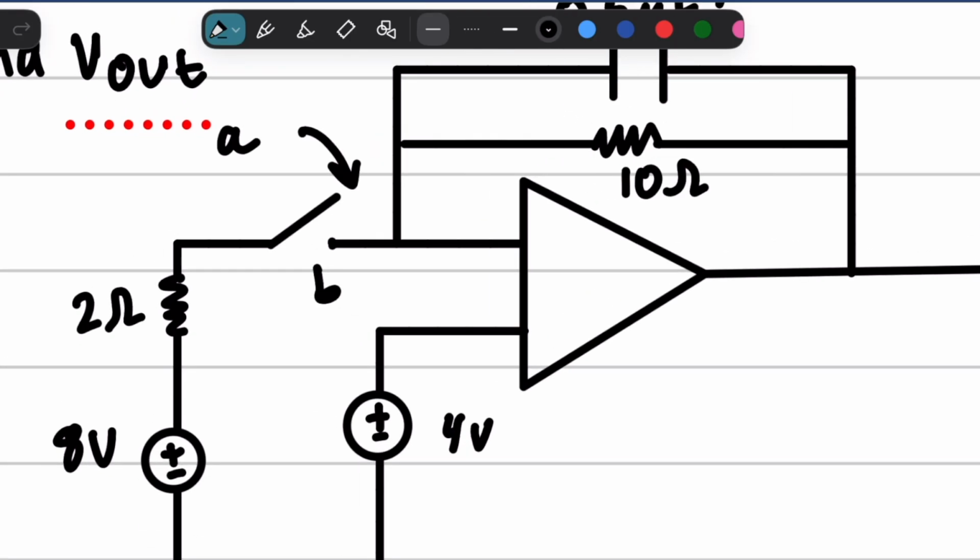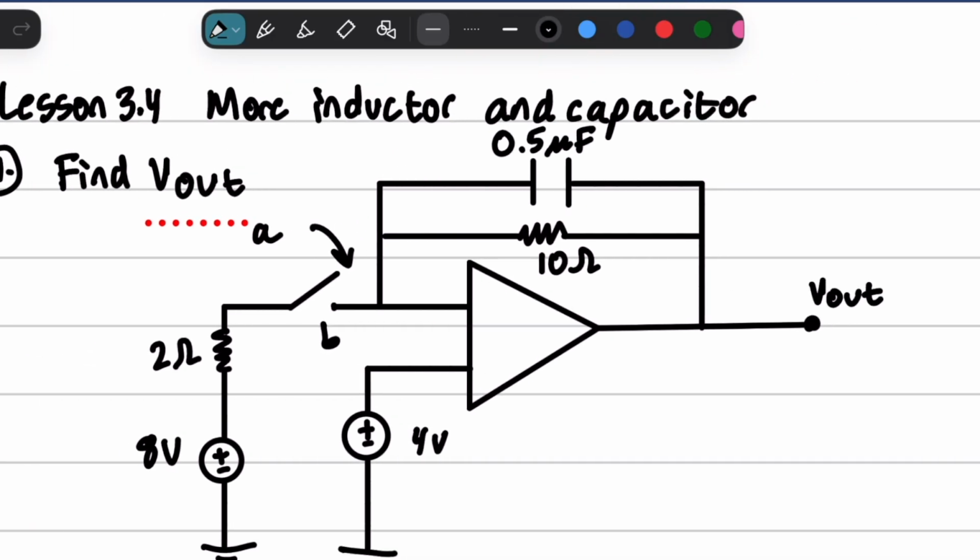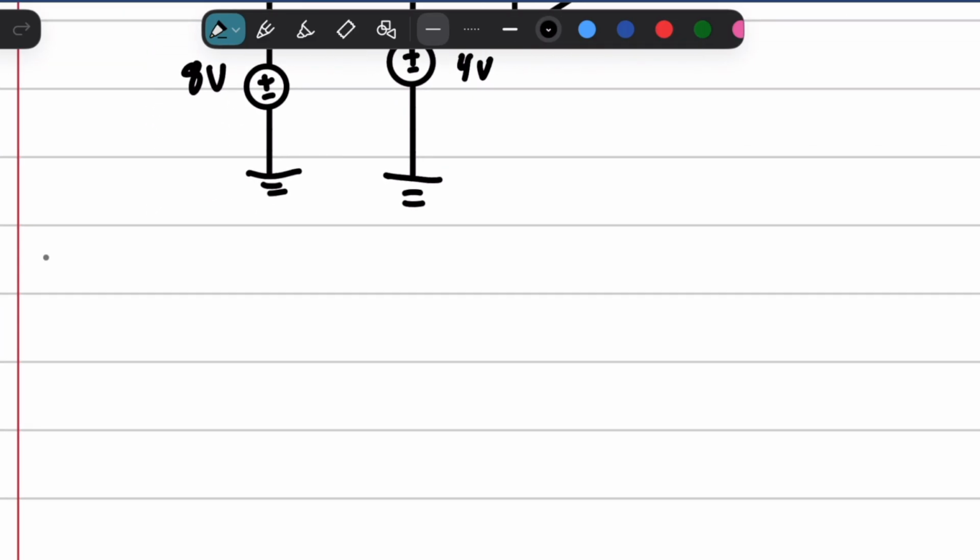So right here we have a circuit, and it's a classic op-amp, but we have a capacitor in the op-amp and we have a switch. And so, like normal in our transient analysis, we are going to start with step one, which is to find everything that is happening between negative infinity and 0.